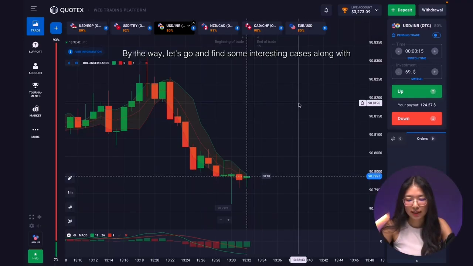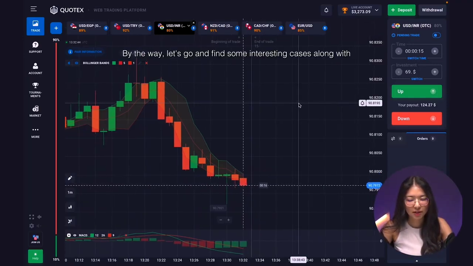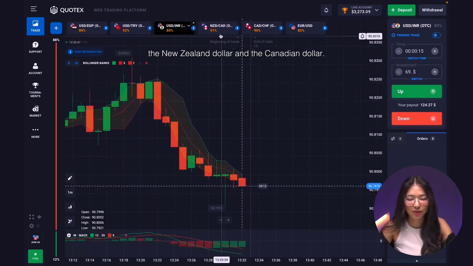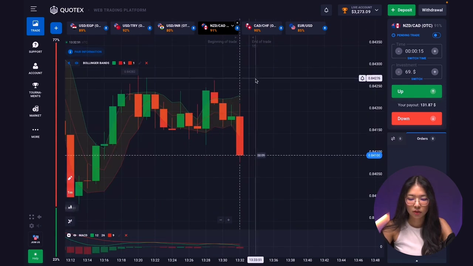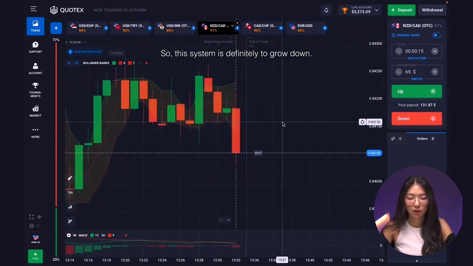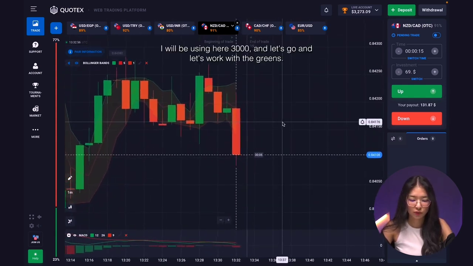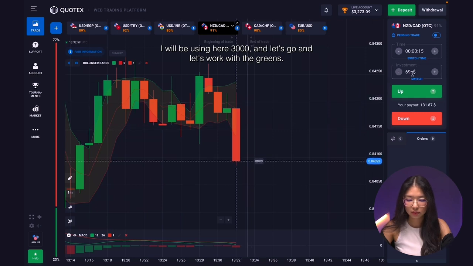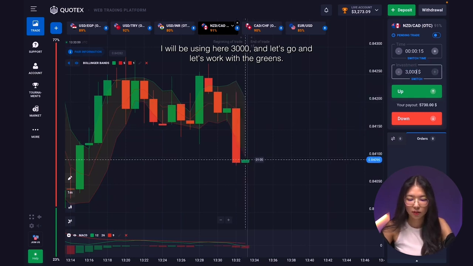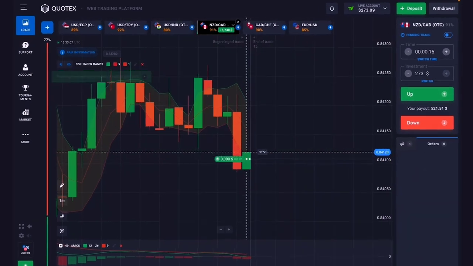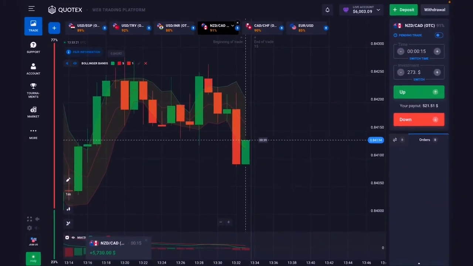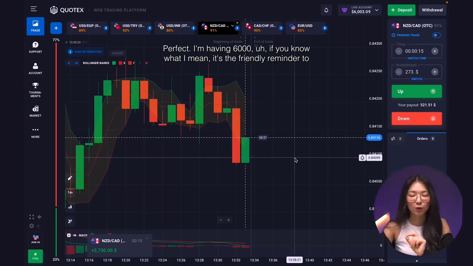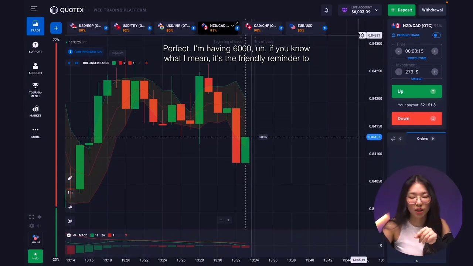by the way, let's go and find some interesting cases along with the next currency ratio, the New Zealand dollar and the Canadian dollar. So this system is definitely going to go down, and I will be using here $3,000. And let's go and let's work with the greens. Come on. Amazing, guys. I'm having $6,000 in my account, if you know what I mean.